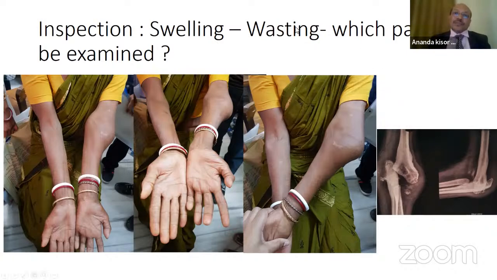Now, wasting. What are the areas to be examined for wasting? Basically, wasting occurs in the muscle bulk. So we have to identify the areas with the maximum muscle bulk. As you can see here, this is not the actual way. You have to make it a little bit bare.